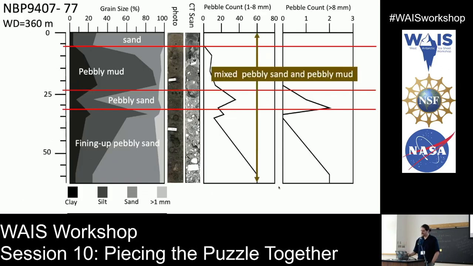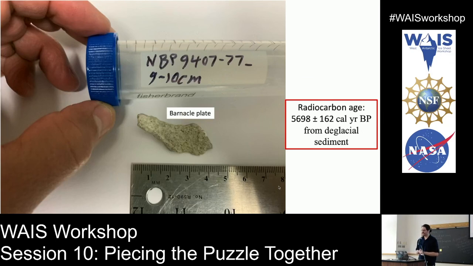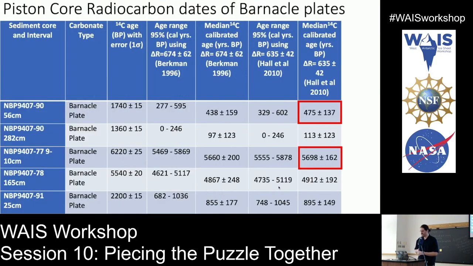So here's the data for 77, where we've just got sandy, fines upwards, and then sandy again, fines upwards, and then sandy again. We do have a radiocarbon date right here, just below 5,700 years ago. Here's that barnacle plate that we sent off to NOSAMS. These are all the barnacle ages that we got, but I'm just highlighting the oldest date we have.